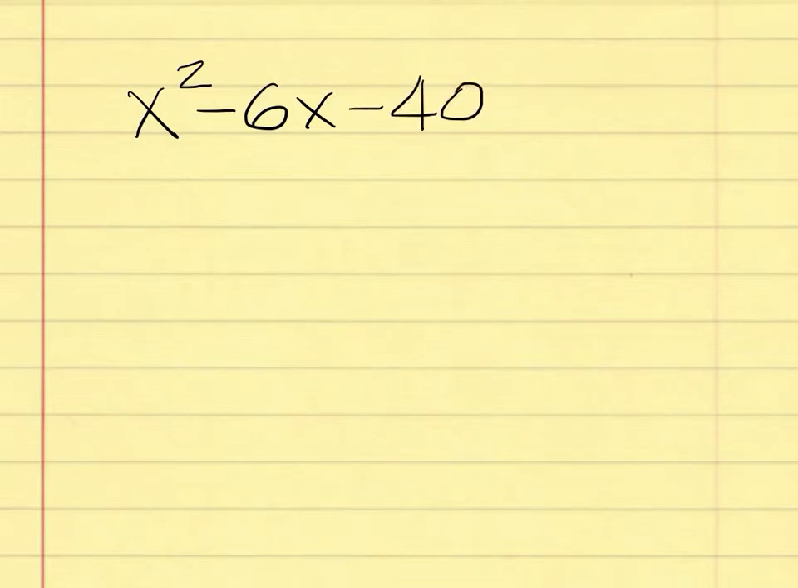The following is a practice problem. You have to tell me what to do on this problem, and it is x squared minus 6x minus 40 equals 0. What is the first thing I have to do with this problem?